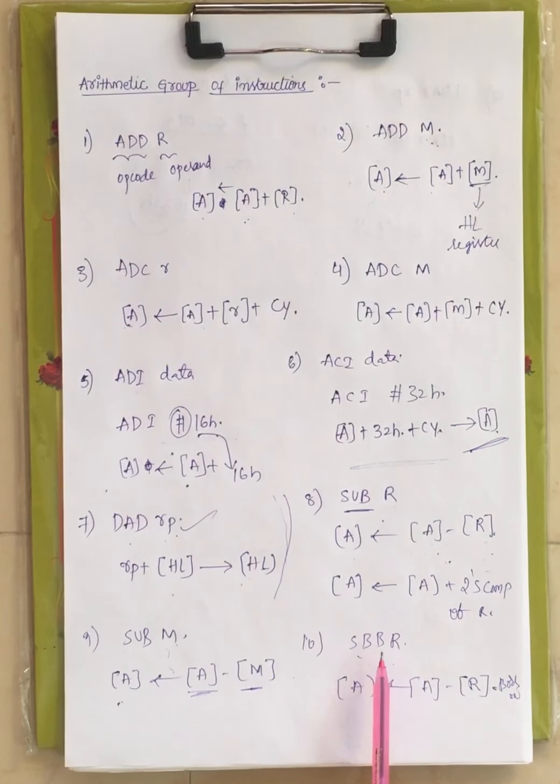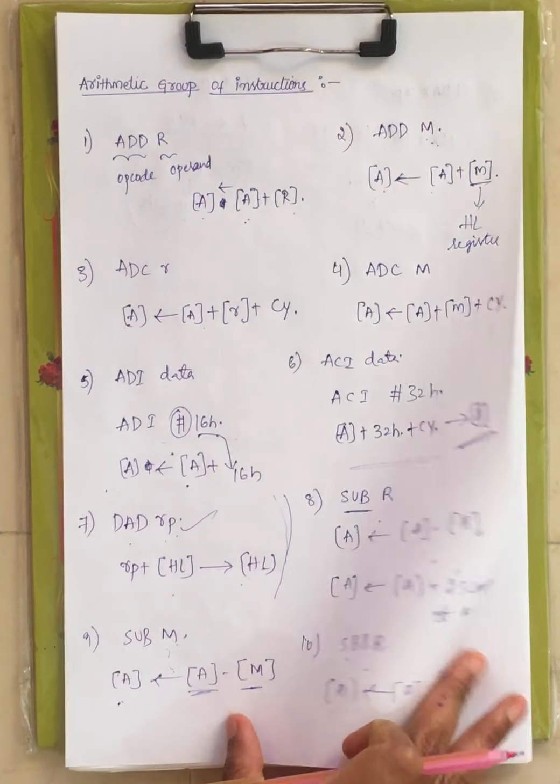Now coming to SBB R, right? Subtract along with borrow, right? You are subtracting the contents of register R from the contents of the accumulator along with borrow, and the result is stored in the A register, right? You have to remember one point here: the results of arithmetic operations are stored in the accumulator directly, right?